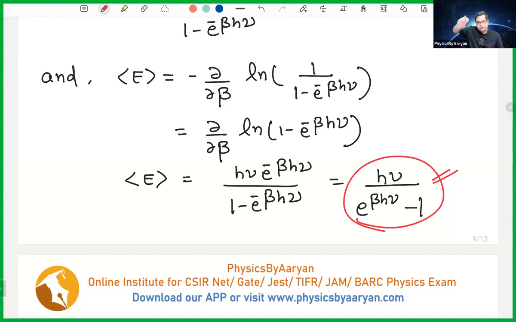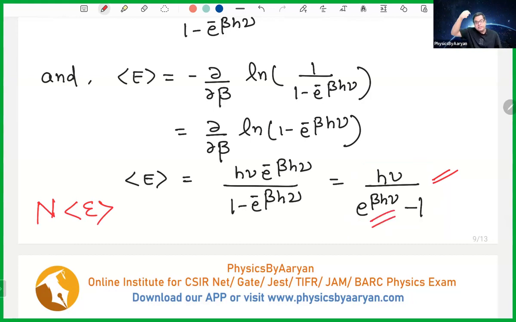As you go to higher frequencies, N is increasing, but average energy is decreasing. You can see the exponential decrease in average energy. Because energy density depends upon two things. Number one, how many oscillators are there at that frequency? And second, what is the average energy of those oscillators? So one thing is true, N is okay. N is still 8 pi nu square by c cube.